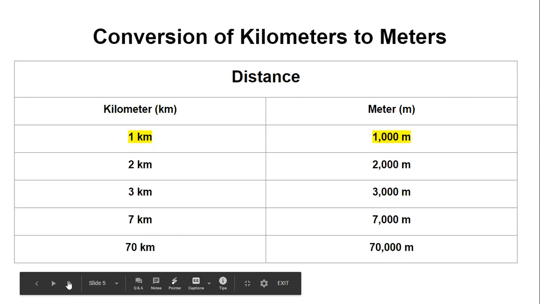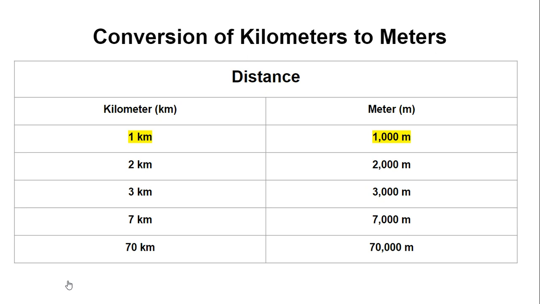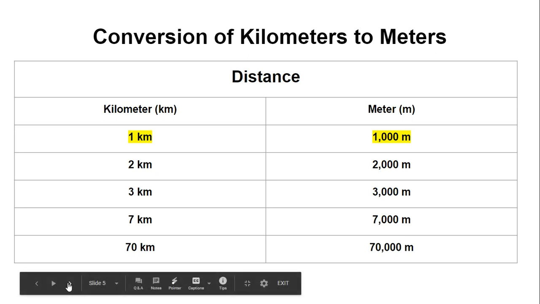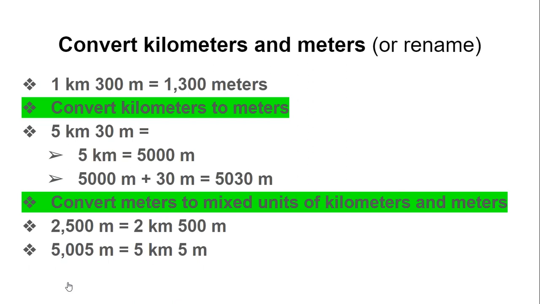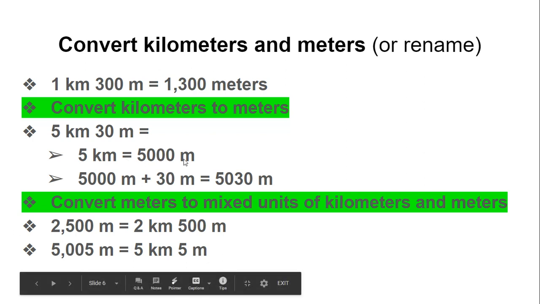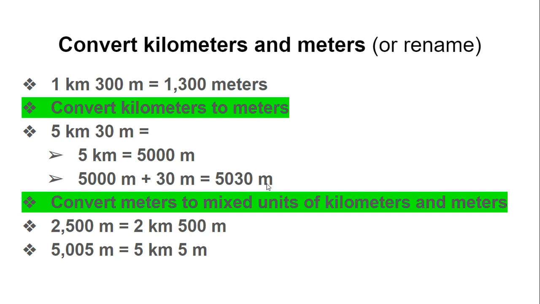Going into kilometers to meters. So for every 1 kilometer, I'm going to have 1,000 meters. Or I could say if I have 2,000 meters, I would have 2 kilometers. So this chart's going to help you convert kilometers to meters. So 1 kilometer, 300 meters is equal to 1,300 meters. When I convert kilometers to meters, 5 kilometers, I'm going to convert that to 5,000 meters. Then I'm going to add it to my 30 meters for a total of 5,030 meters.